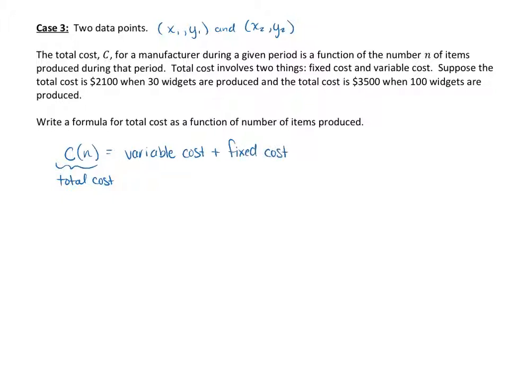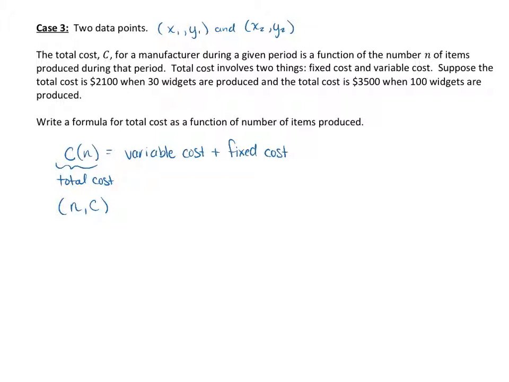Now it says, suppose that the total cost is $2,100 when 30 widgets are produced, and that the total cost is $3,500 when 100 widgets are produced. What I typically tell my students to do is whenever they have a problem like this, go ahead and write down their ordered pair, but using the variables that are given in this particular problem. So in this problem, our ordered pair, instead of x comma y, is going to be n comma c.